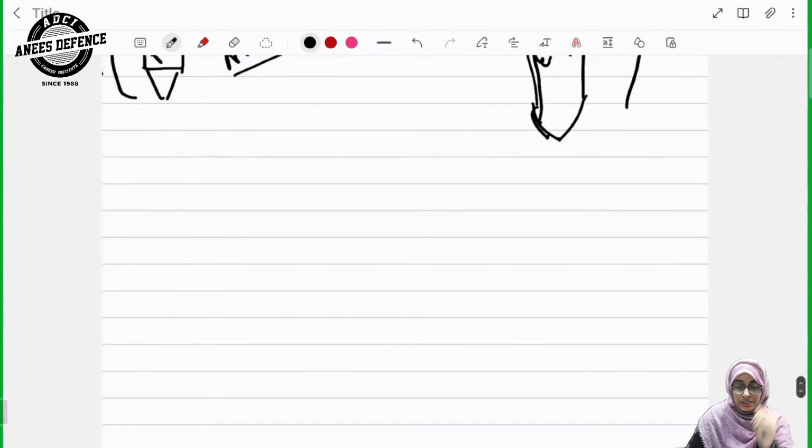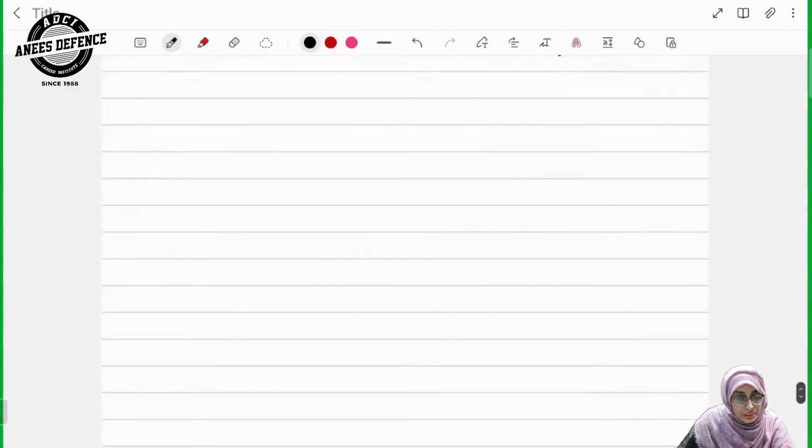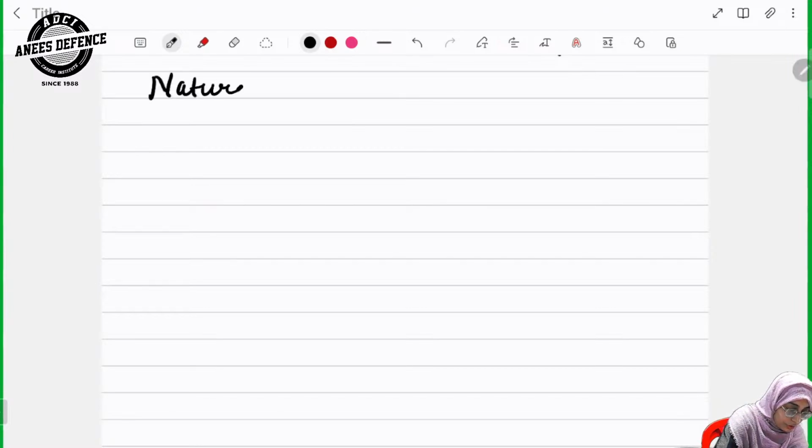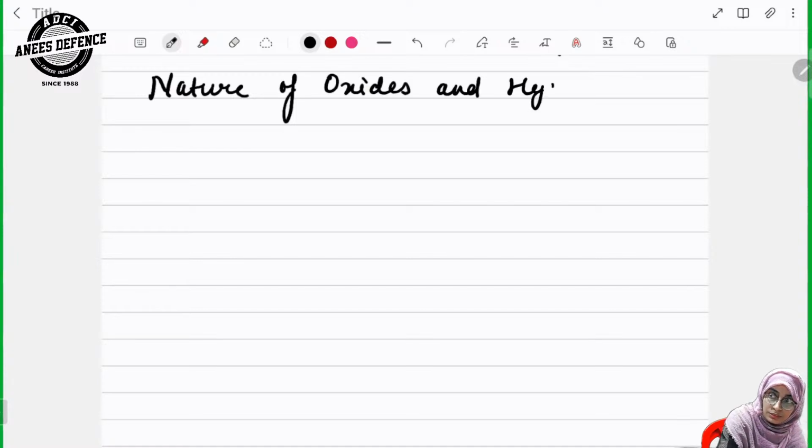Till now we have done all these periodic trends. Clear? Okay. Now we'll see the nature of oxides and hydroxides. We'll see the nature of oxides.